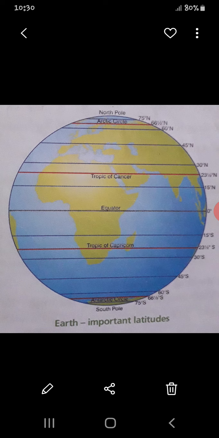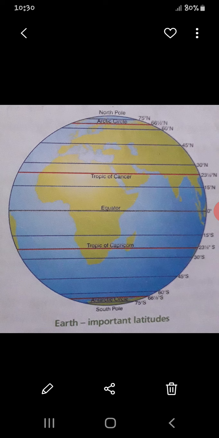Since the distance from the equator to either of the poles is 1/4 of a circle round the earth, it will measure 1/4 of 360 degrees. That is 90 degrees. So the poles are of 90 degree. Whether the North Pole or the South Pole, they both are of 90 degree.